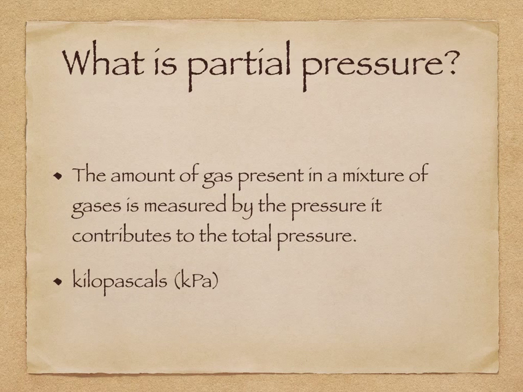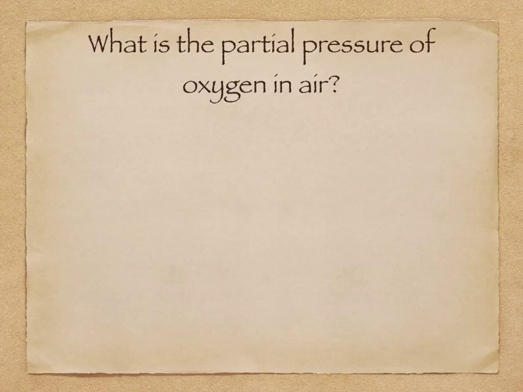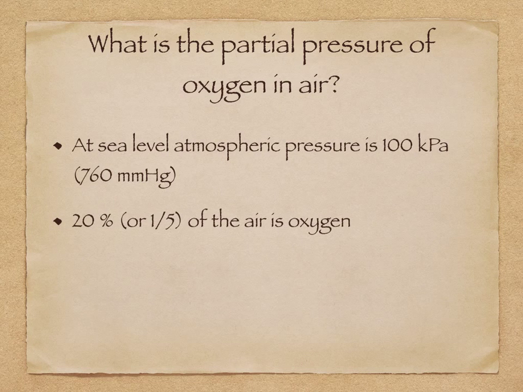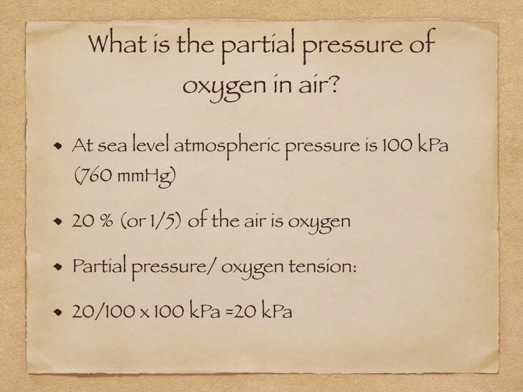Okay, let's see what we mean when we talk about the partial pressure of oxygen. So what is the partial pressure of oxygen in air? At sea level, the atmospheric pressure is 100 kilopascals. If there's 20% of oxygen in the air, then the partial pressure of oxygen will be 20%, so 20 over 100 times 100 kilopascals, which equals about 20 kilopascals. So let's have a look at how this relates to the saturation of hemoglobin.